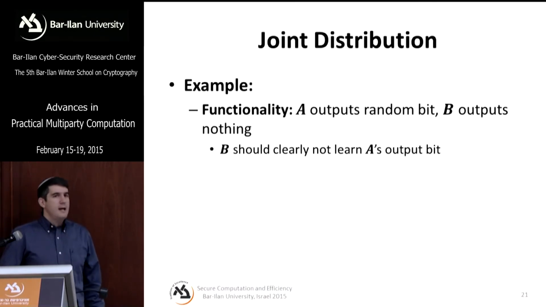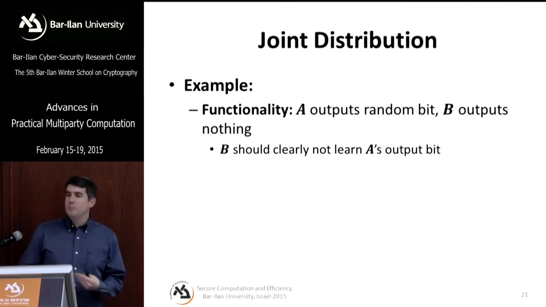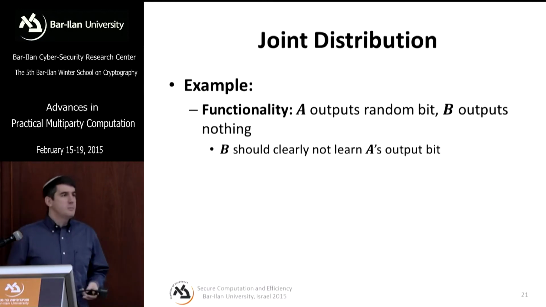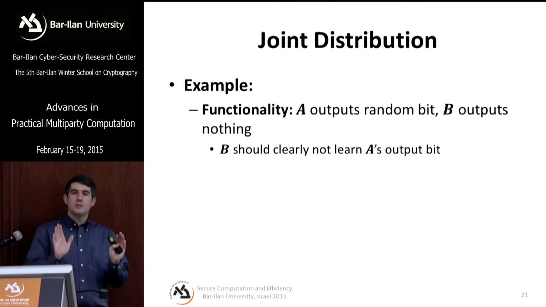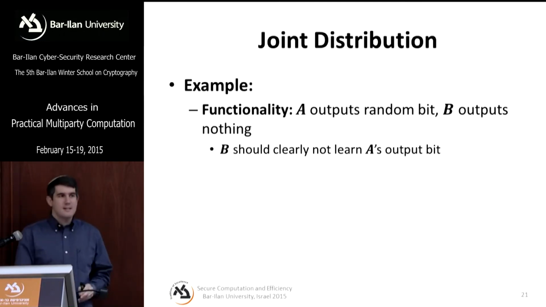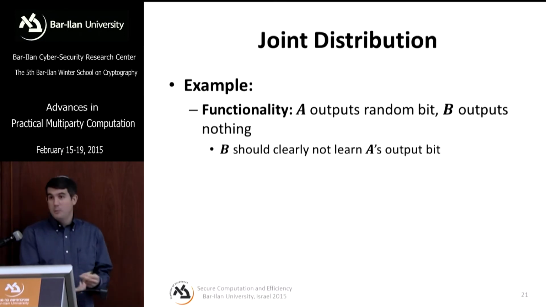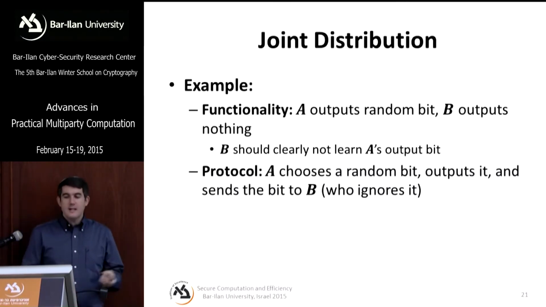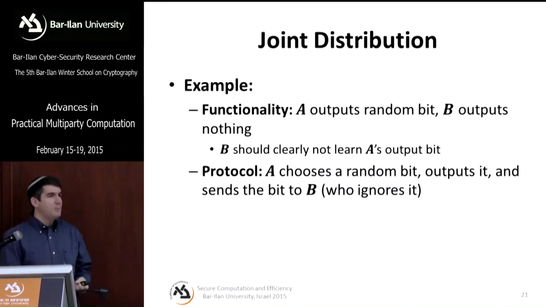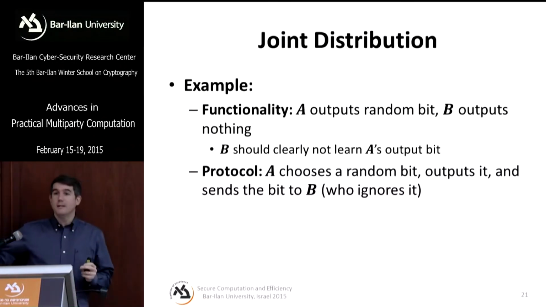Now if this is the functionality, it's clear that B should not learn A's output bit, because B should learn absolutely nothing. Now, it's true that we can do a secure protocol for this functionality, which has A just locally flip a random coin and output it. That would be a secure protocol. But here's another protocol. A chooses a random bit, outputs it, and sends it to B.